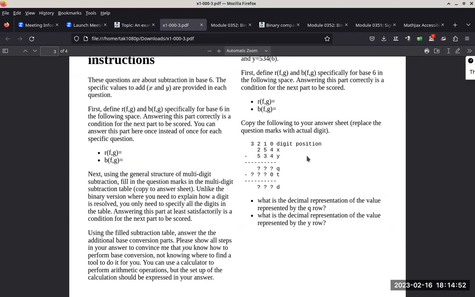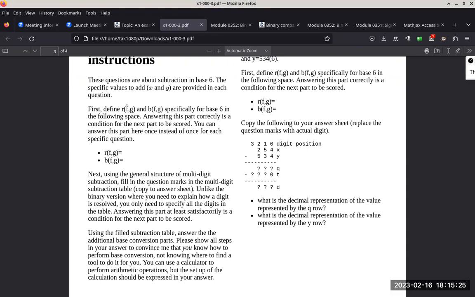These questions are about subtraction in base 6. Okay. So subtraction base 6. Very important to read the question. Bring a highlighter if you want to make sure that you remember what assumptions we can use. The specific values to subtract, X and Y, are provided in each question. First, define R of F, G and B of F, G. In this case, F and G are just names of the parameters, okay? F and G have no specific meaning.